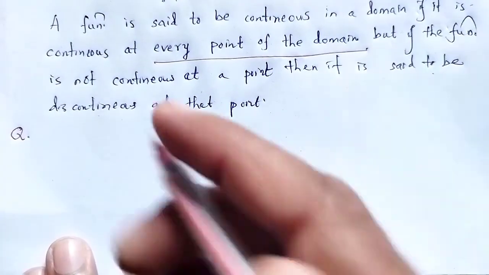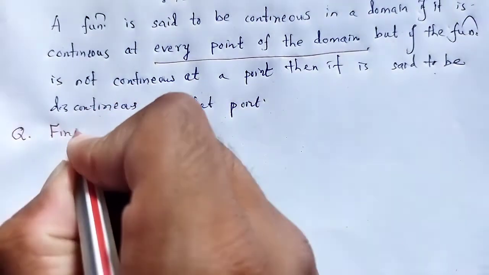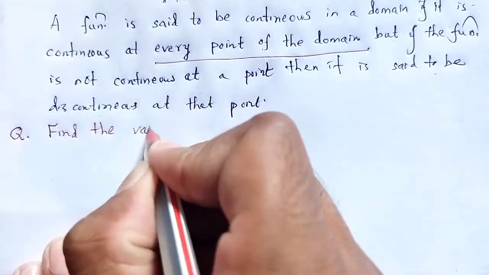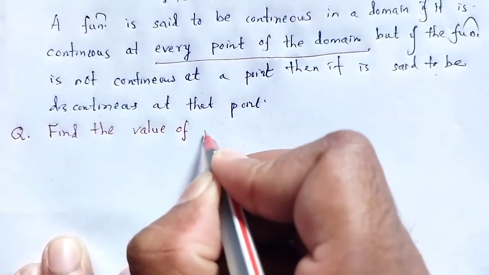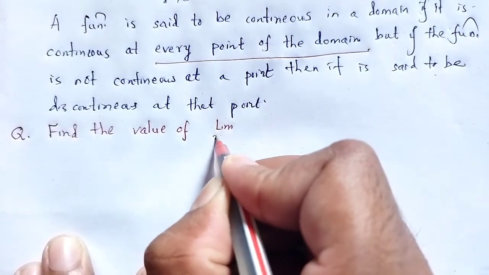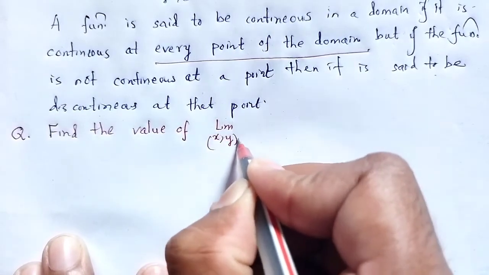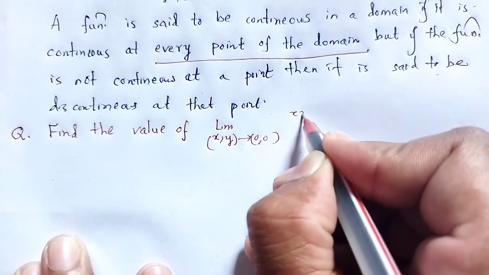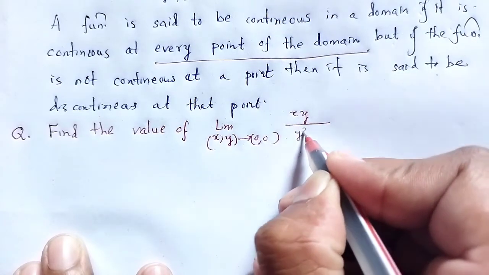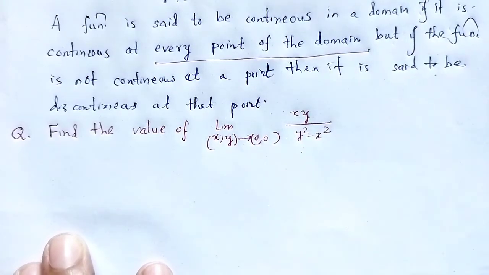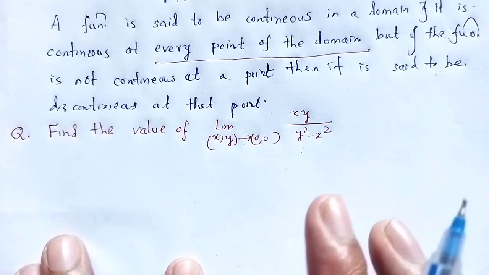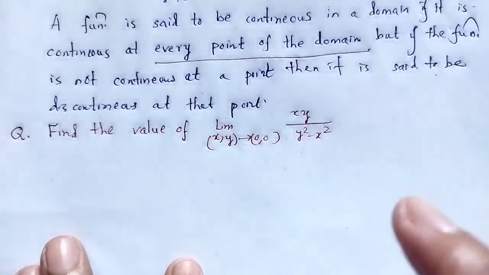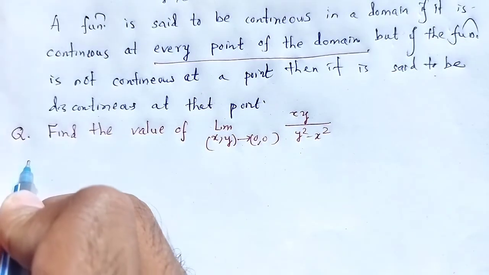find the value of the limit as (x, y) tends to (0, 0). The function is given by xy divided by y square minus x square. So the question is to find the value of this limit. How can we take the solution?